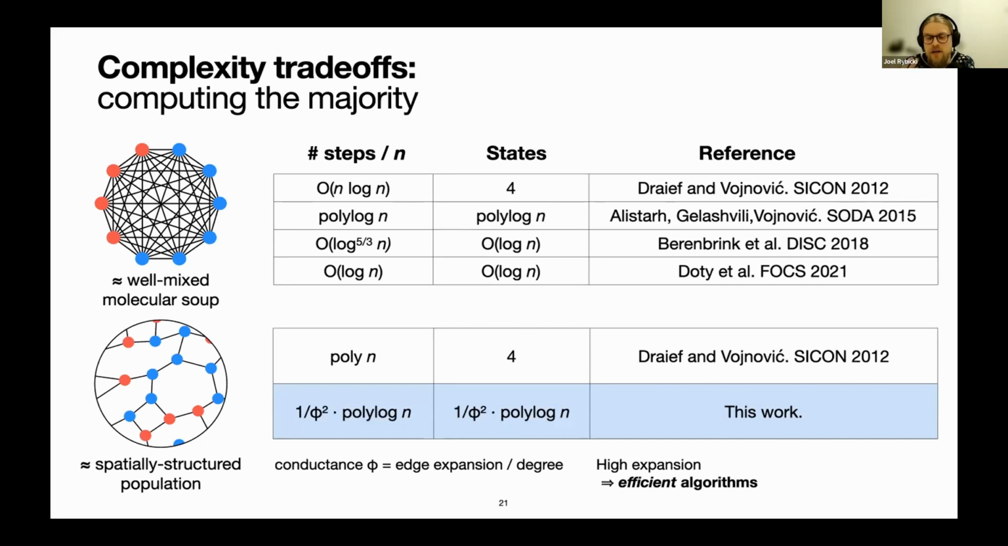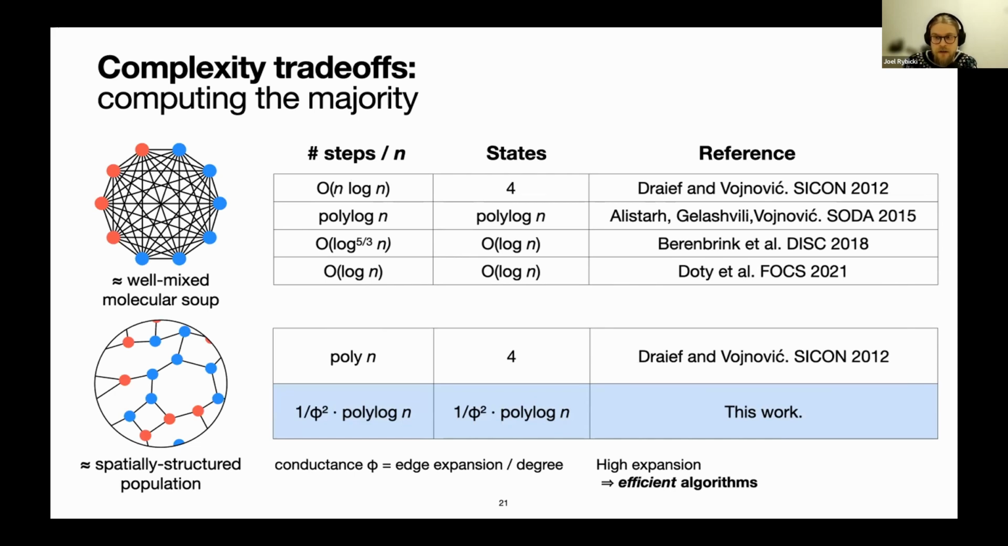Now, in the case of general graphs, Draief and Vojnović gave a 4-state protocol that stabilizes in polynomially many steps. Similar to the case of leader election, we show that in regular graphs, the majority problem has parallel time and space complexity of at most 1 over conductance squared times polylog n. So again, in graphs with good expansion properties, we obtain efficient algorithms for exact majority.